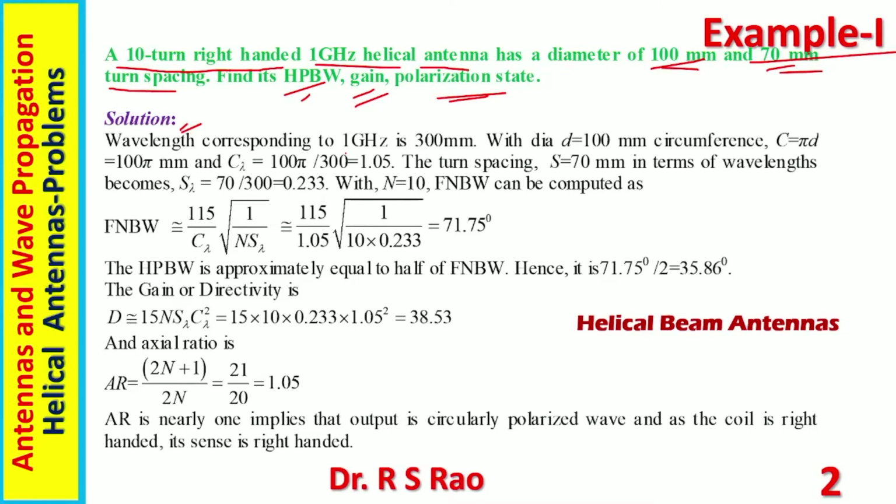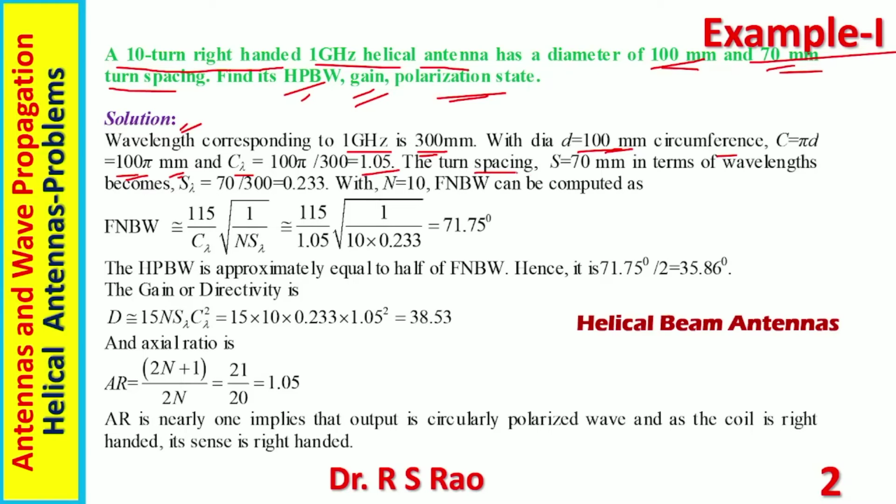Solution. Wavelength corresponding to 1 GHz is 300 mm. Diameter is given as 100 mm. So circumference C equals pi d. In the present case it becomes 100 pi millimeters. Circumference in wavelengths is circumference divided by wavelength. In the present case, it turns out to be 1.05.